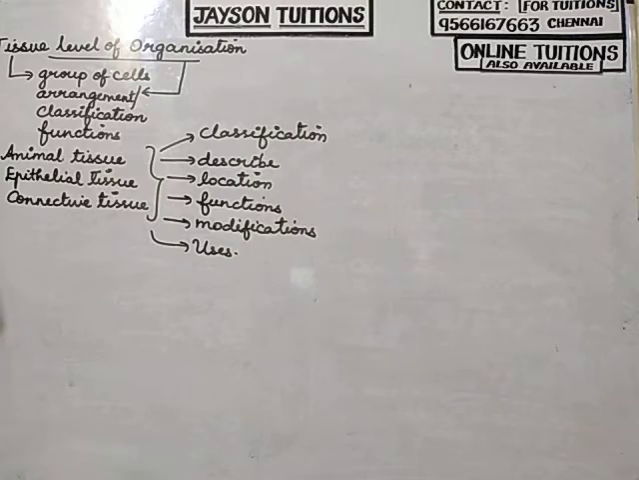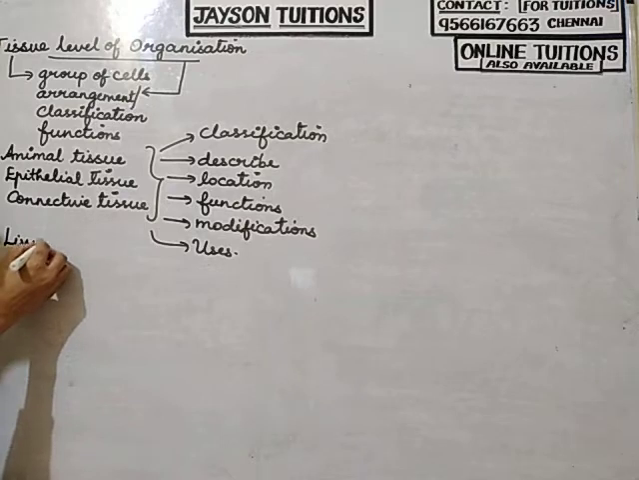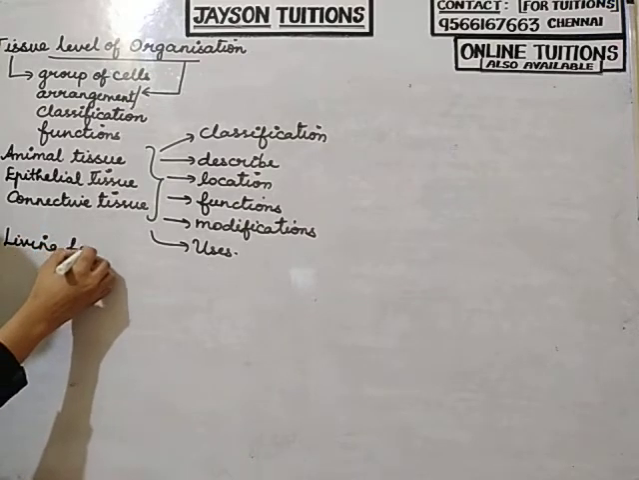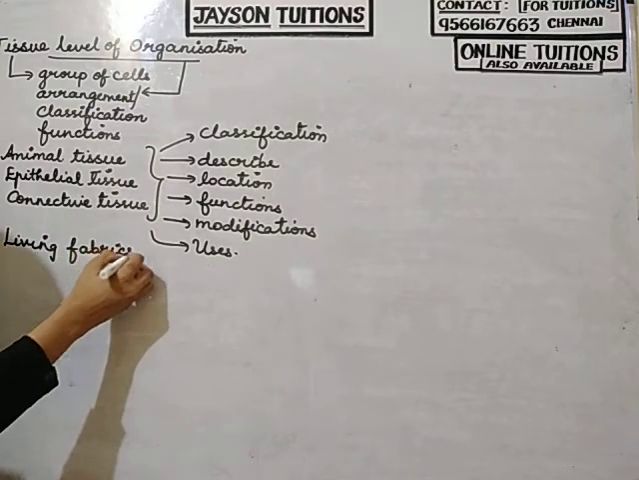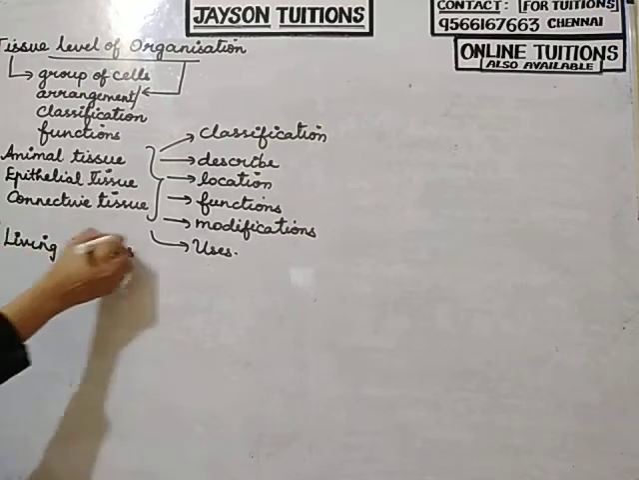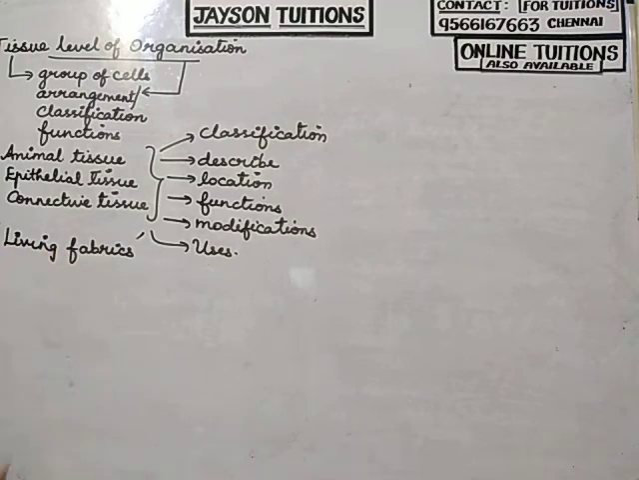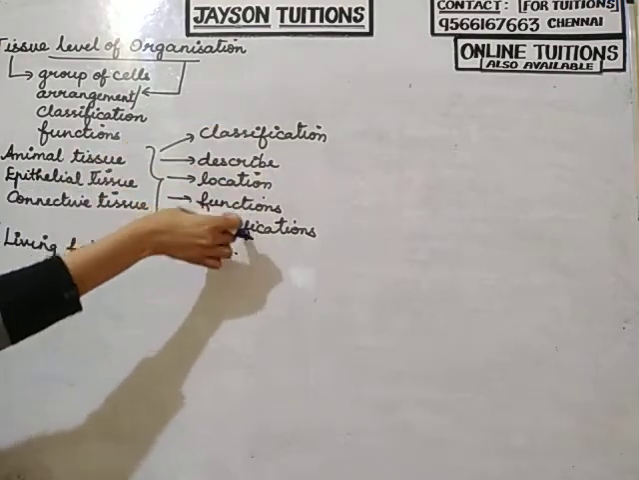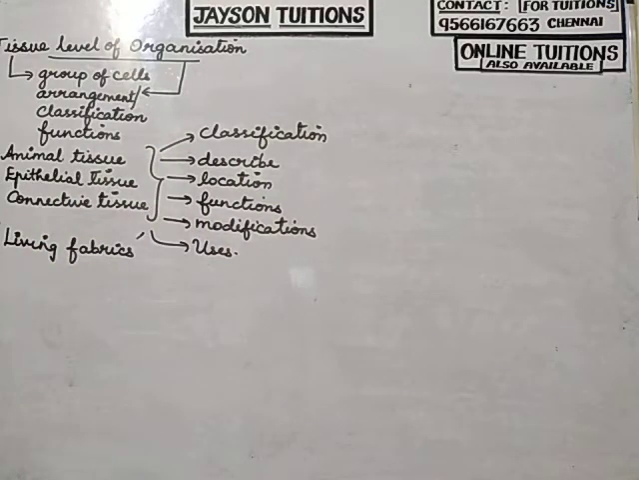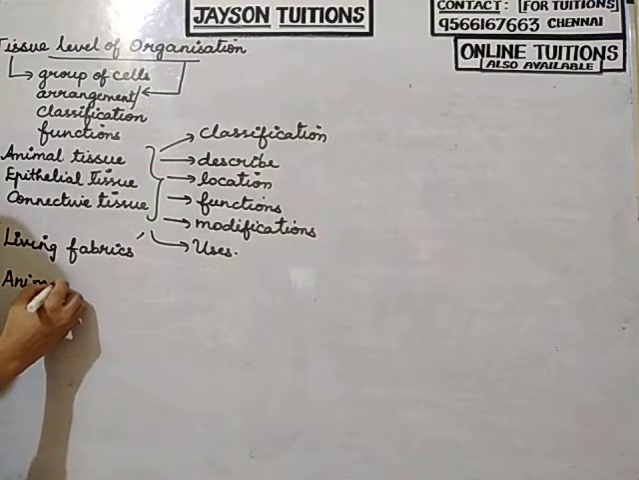Understood? So what is tissue? Tissue means a group of cells. The other name for tissue is living fabrics. For each tissue we are going to study all these things separately. So first we are going to study about animal tissue.